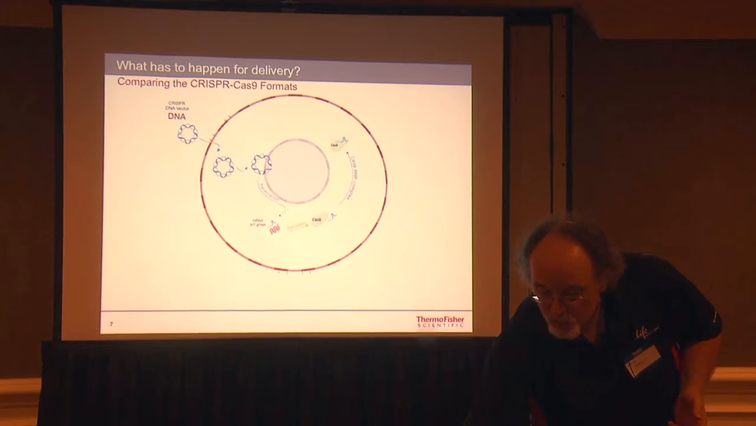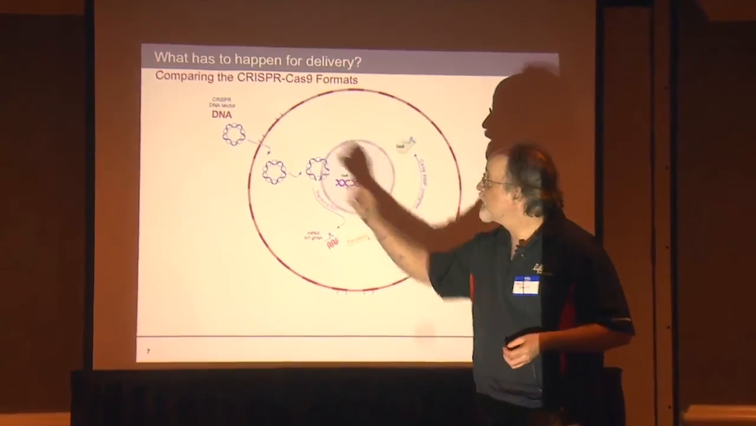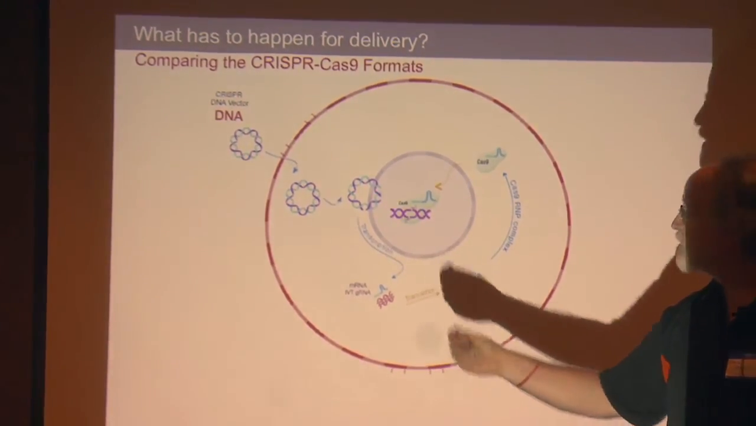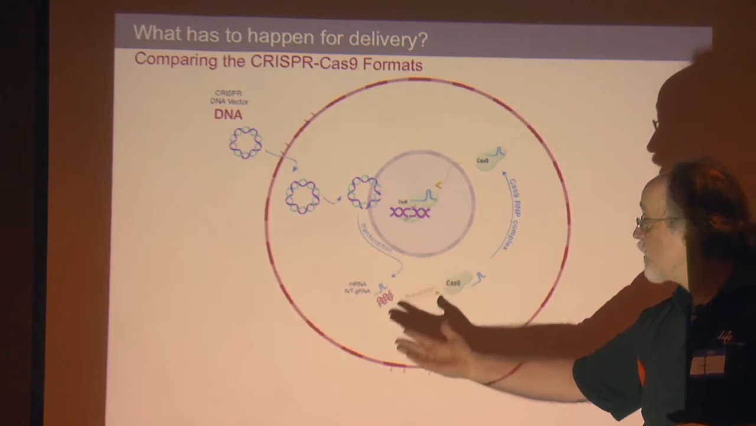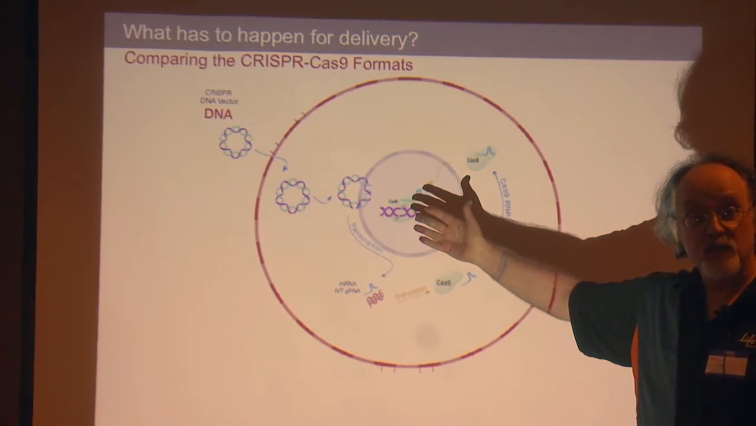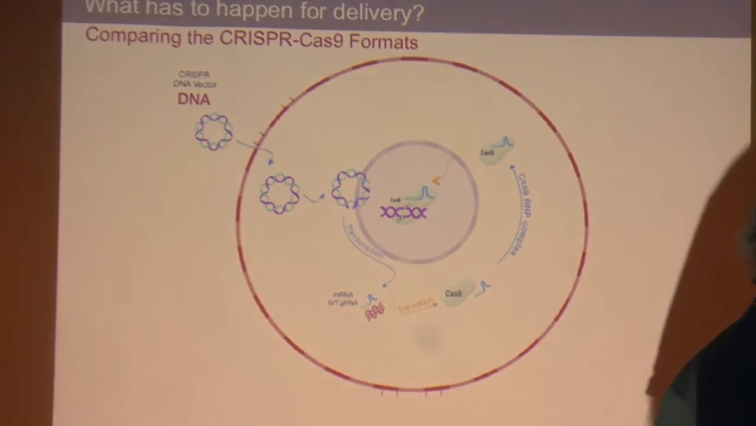So as we work with these, we can see that we have workflows starting to develop. In this particular case, we're using a DNA vector. The DNA vector has to be introduced into the cell. Once it's in the cell, RNA is made, protein is made, the complex is formed, and then it goes back into the nucleus in order to be able to edit the genome of that particular cell.